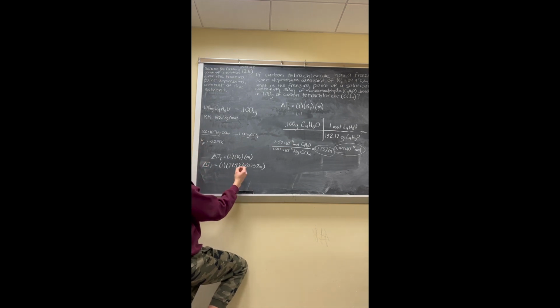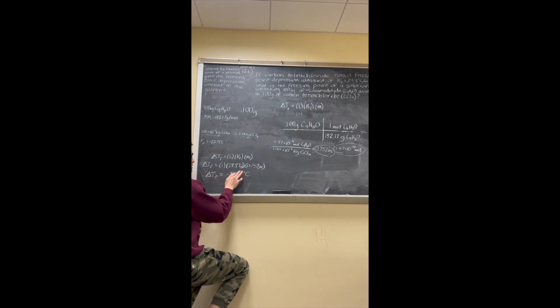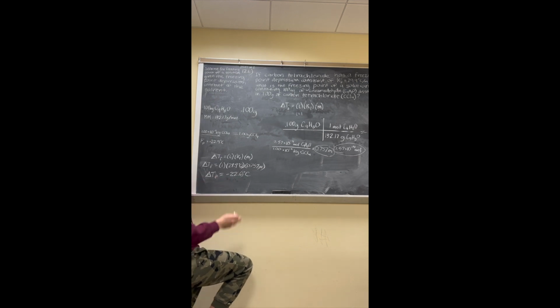So don't forget the units, so that the molality would cross out, which gives us the change in final temperature, which would leave us in just degrees Celsius, which makes sense, right? So now we have that the change in final temperature would equal 22.6. We know that that's a change in temperature. That's the reason it's negative.